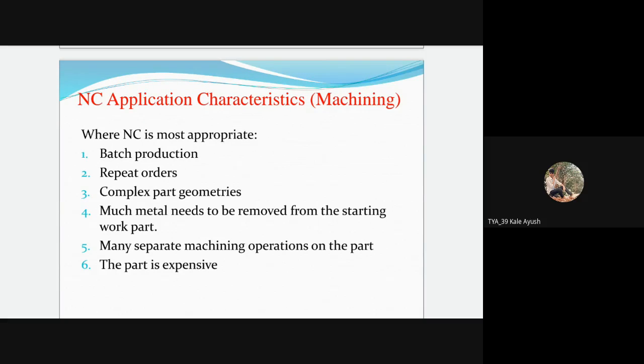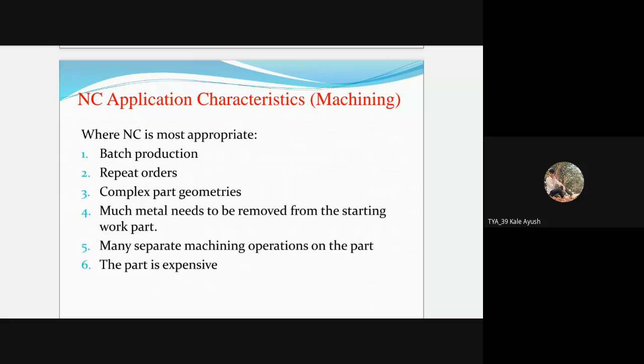Complex part geometry: wherever complex part geometries are there, the NC system is used. Much metal needs to be removed from the starting work part. Suppose we have taken a one feet rod, but the length of our workpiece is only 15 centimeter. For that purpose, a very high amount of material should be removed, and this machine will be required.